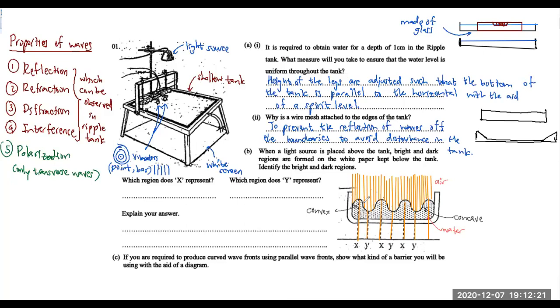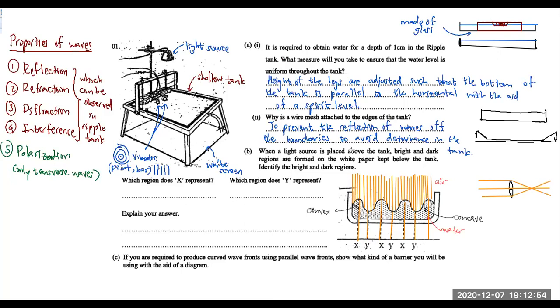The light rays which go through the optical center, the broken line in black they have given, will not refract. Even in lens lessons, you must have studied: when you have a lens like this, if you send a ray through the optic center, it will not refract. Same thing is happening here. It will go straight. But if you send rays like this, they will refract like this. These rays will converge.